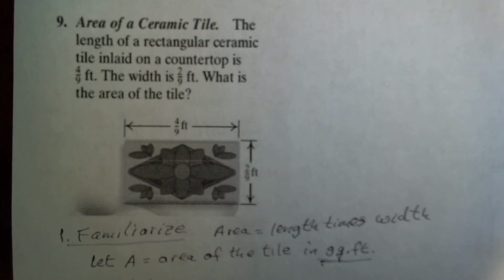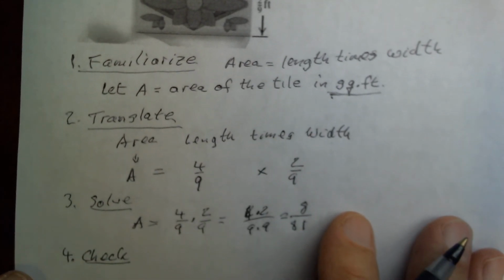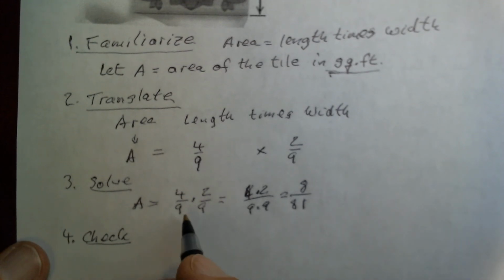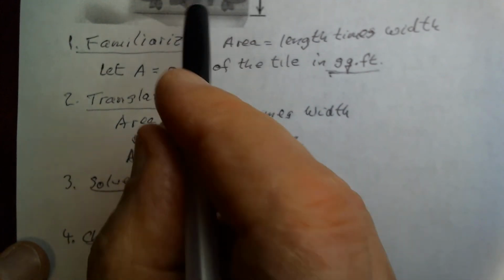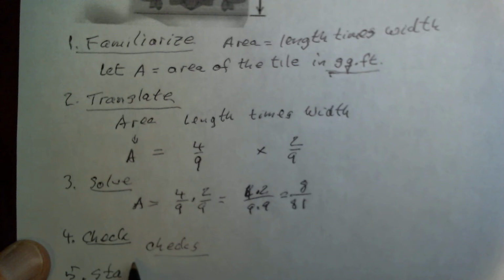So we check the answer. Again, we just look at the calculations, and we find that 4/9 times 2/9, that's correct. 4 times 2 is 8, and 9 times 9 is 81. So that checks. And number 5, we state the answer.